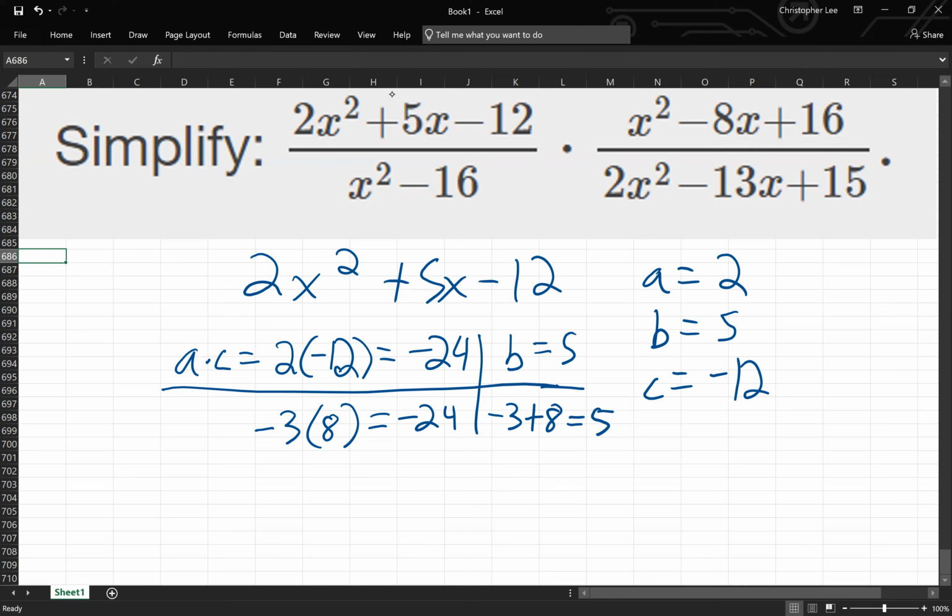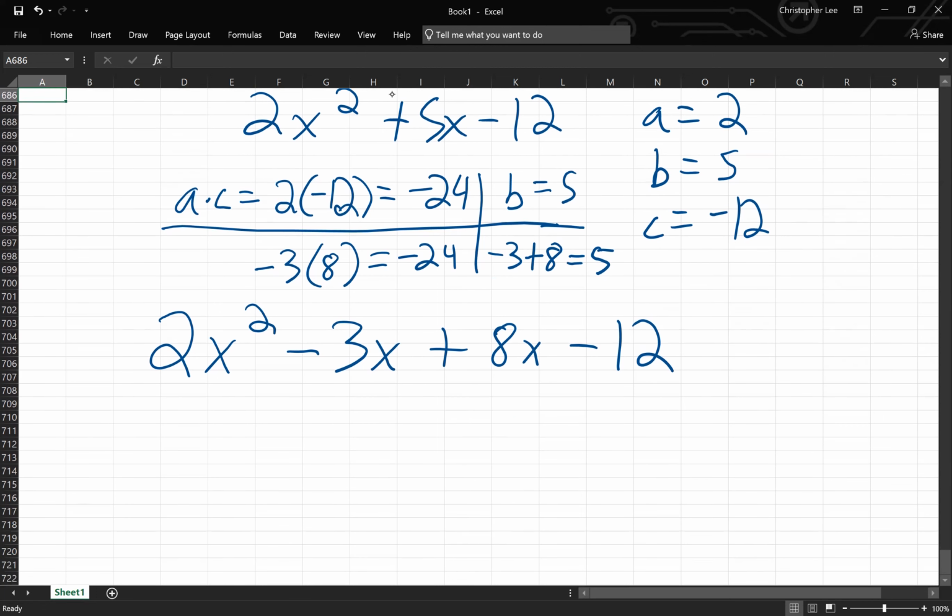I rewrite the equation, right? So I have 2x squared minus 3x plus 8x minus 12, right? So I'm replacing the 5x by the negative 3x and the positive 8x. And then you group them. You have a left-hand group and a right-hand group. In the left-hand group, we have 2x squared minus 3x. Greatest common factor there is what? X, right? And what does that leave back?